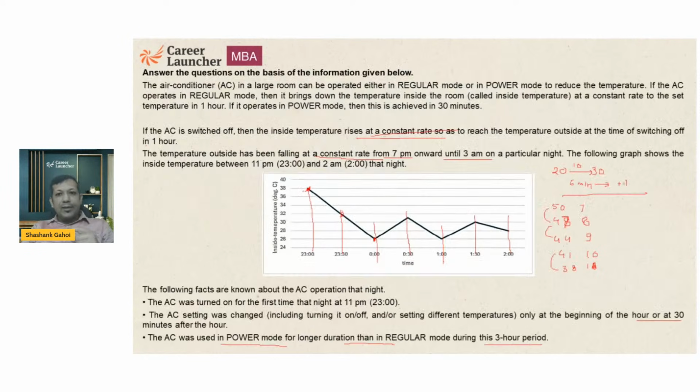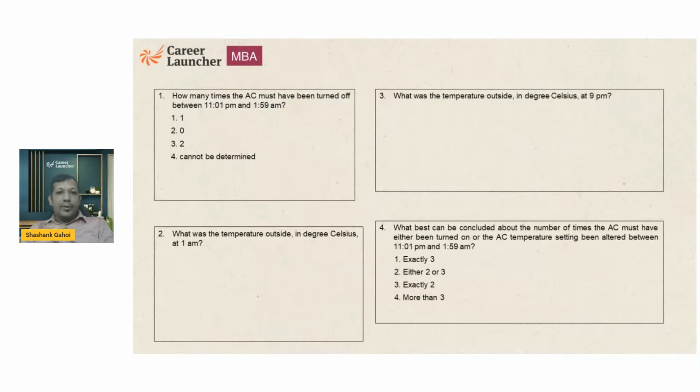So basically, we were talking about the falling rate. So that's what I actually need to calculate. What is the falling rate? Okay. Then what is the temperature outside at 9? The same question, that is, 2 and 9 are the same. Okay. And what best can be concluded about the AC?